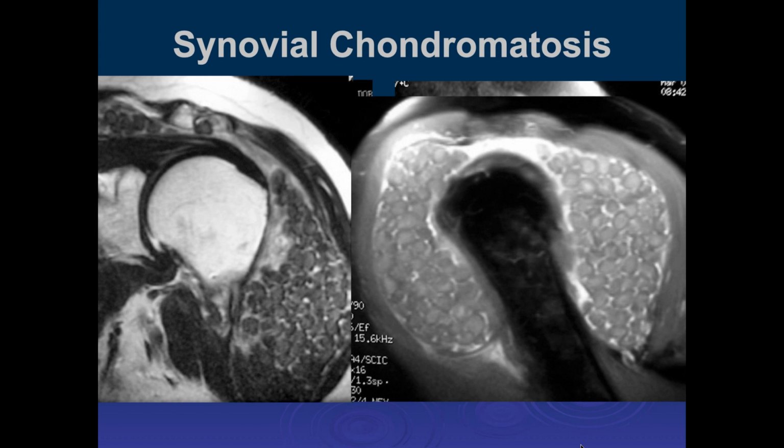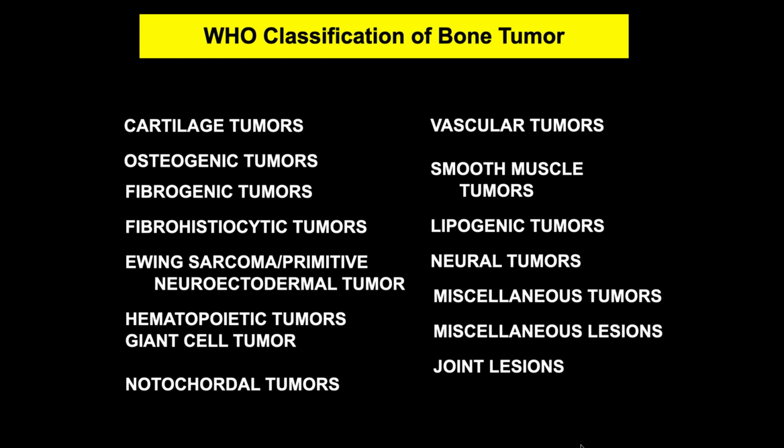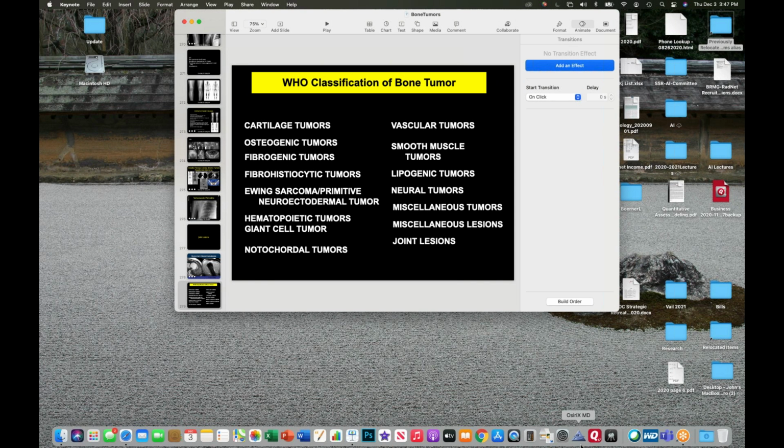Good. Okay, so we've gone through a lot of different bone tumors, kind of through the WHO classification. So thank you guys. And then tomorrow, I'll have to decide what we'll start with. Do you want to go to soft tissue masses, or would you like to go back to joints?